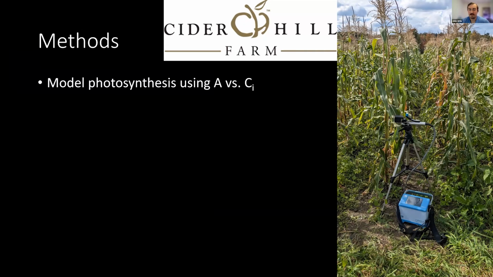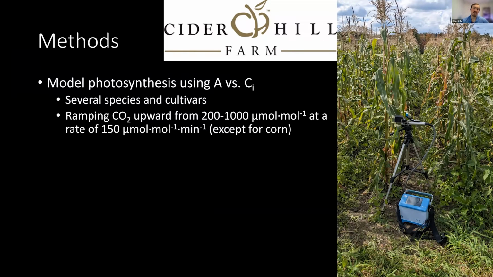So like I mentioned, we went to our local farm, Cider Hill Farm in Amesbury, Massachusetts, and they have a variety of crop species we were able to test. We modeled this photosynthesis using the A versus Ci curves for several species and cultivars. We ramped CO2 upward from 200 to 1,000 micromoles per mole at a rate of 150 micromoles per mole per minute. So in about 5.5 minutes, we're collecting a complete A/Ci curve.